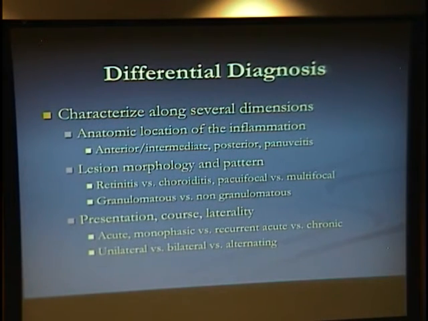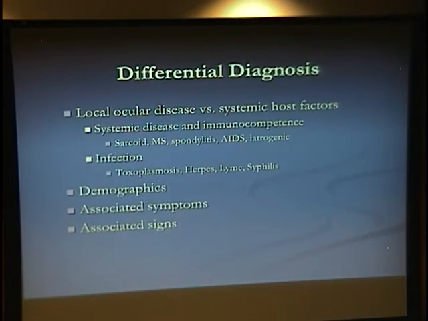So is this an acute disease? Is it a recurrent acute disease or a chronic disease? Because this will help characterize the type of disease we're talking about, unilateral, bilateral, or alternating. Then is this disease purely in the eye, or what are the systemic host factors that are important? For example, is there a systemic underlying condition that may be associated with inflammation such as we see in sarcoidosis, multiple sclerosis, spondylitis, AIDS, or an iatrogenic immunosuppression?